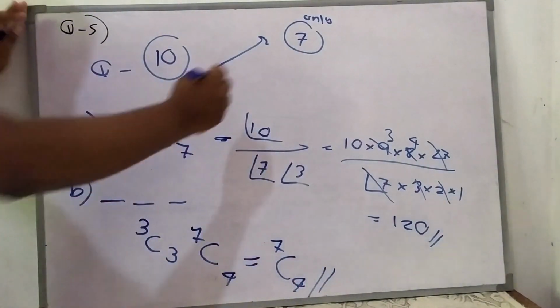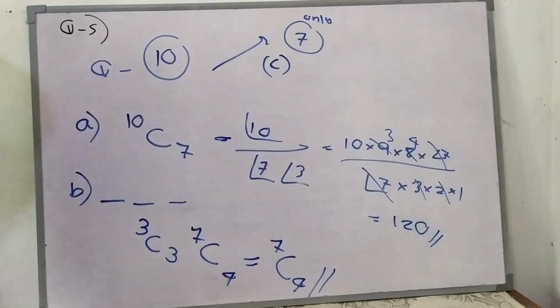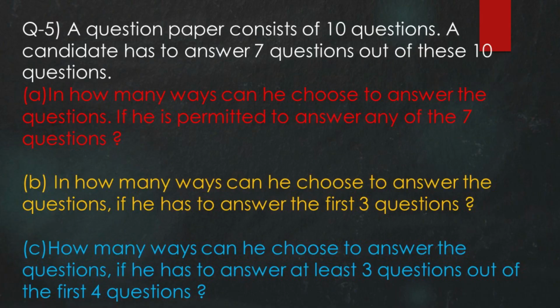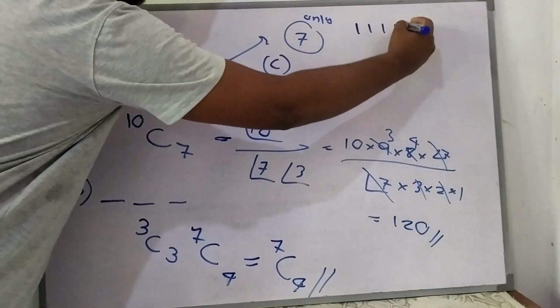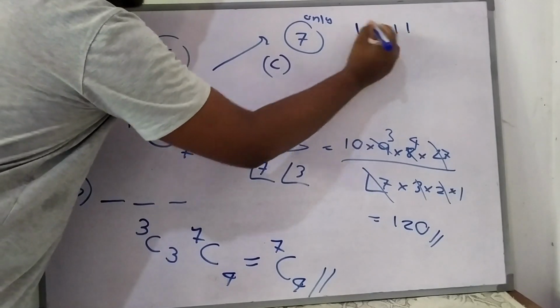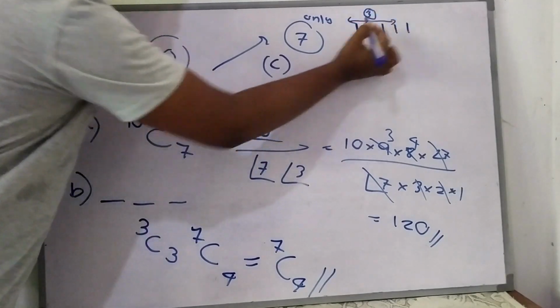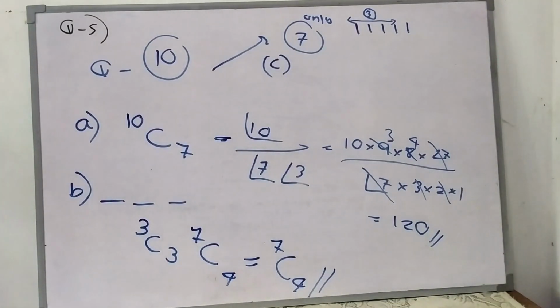Okay, so now the last question. In how many ways can he choose to answer the questions if he has to answer at least 3 questions out of the first 4 questions? So out of the first 4 questions, 1, 2, 3, 4, at least you have to select 3, but some students can take all 4 questions, right? So there are 2 different scenarios.